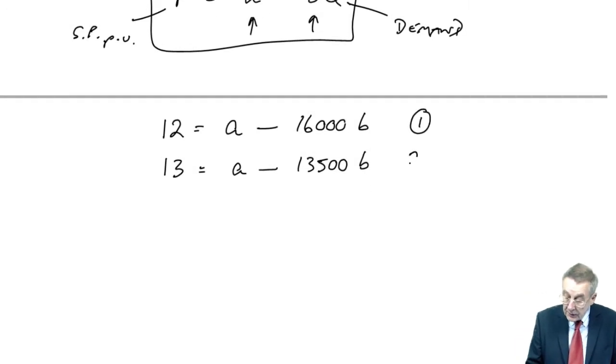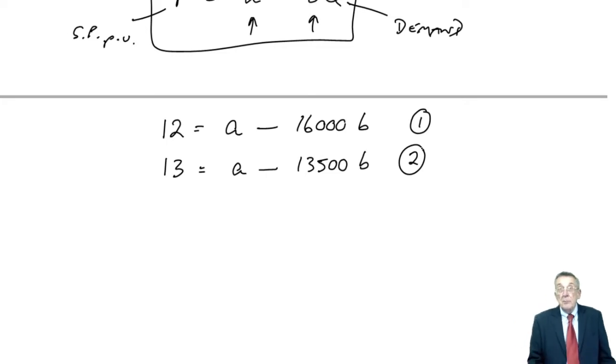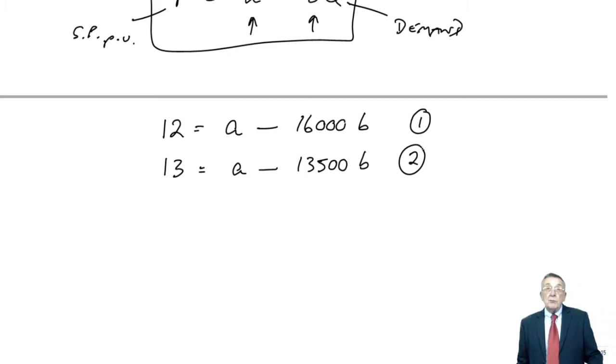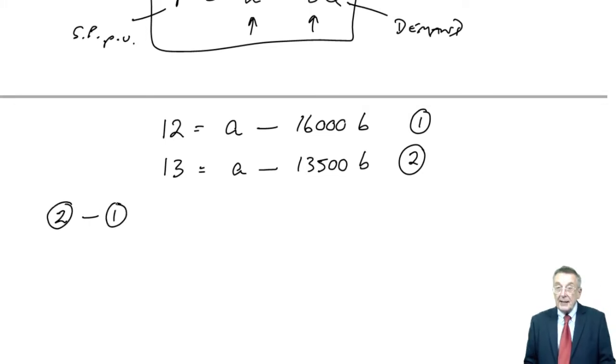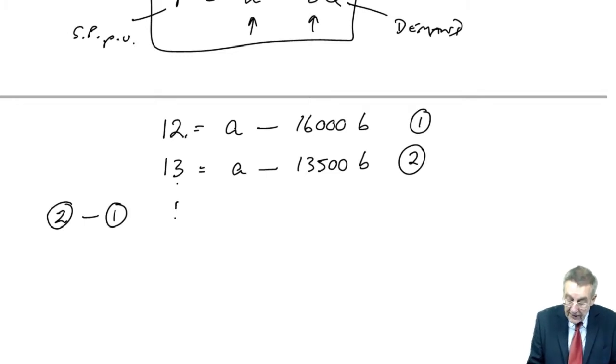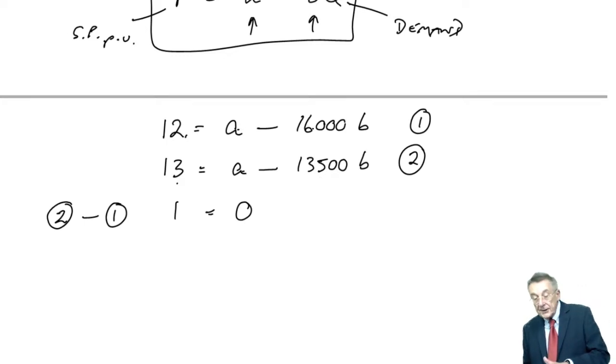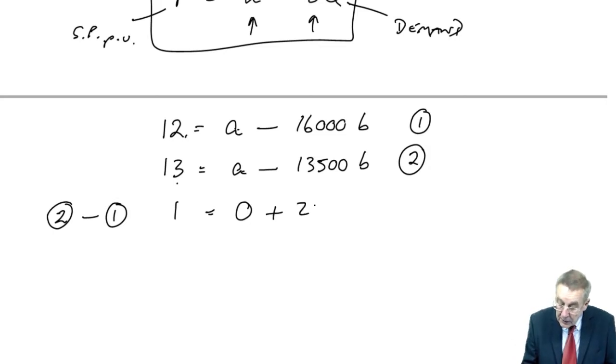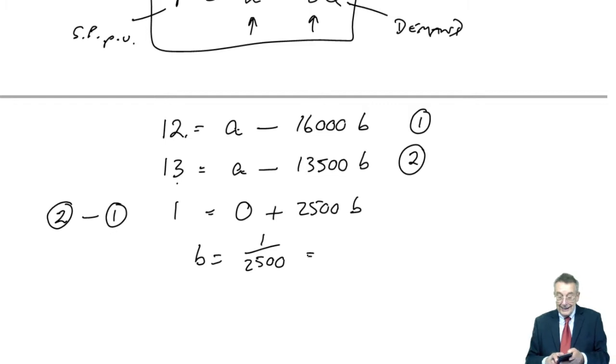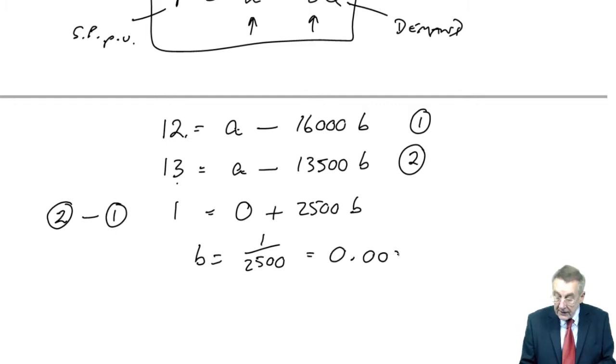I have two equations there in two unknowns. You should, from previous studies in different situations, be able to work out now values of A and B. You could do it lots of ways. I'll do it the way I always do it. It doesn't matter, there's only one answer. If I subtract the first equation from the second, term by term, 13 minus 12 is 1. A minus A is 0. Minus 13,500 minus minus 16,000 is minus 13,500 plus 16,000. It's plus 2,500B. So 2,500B is 1. B is 1 over 2,500, or if you prefer, 0.0004.